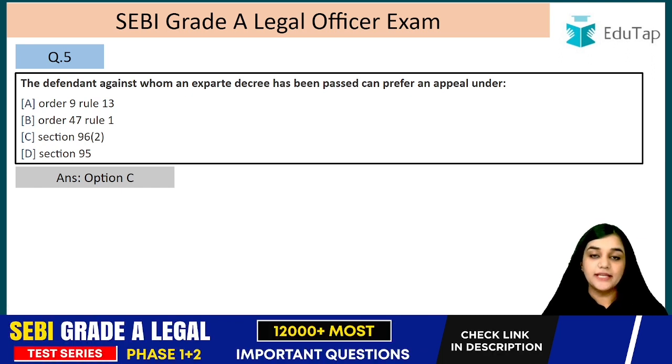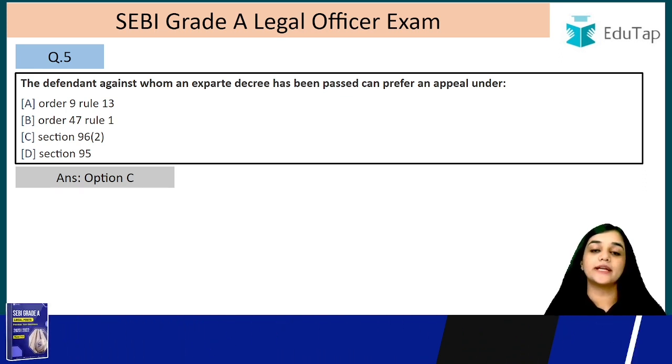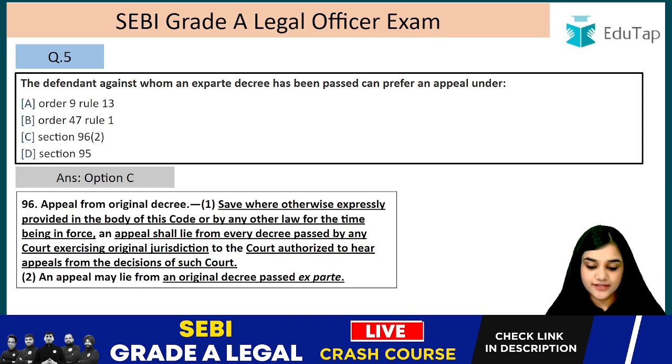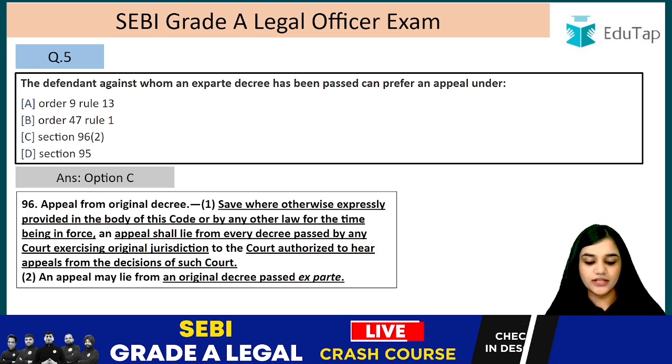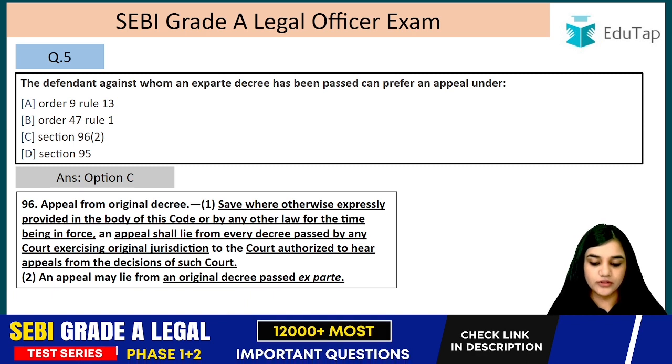Your first appeal is always a matter of right, right? It is always a matter of right, and no one can take it away from you except the statute. So it is a statutory right. Always remember that the first appeal is your statutory right. So let's read this section. 96. Save where otherwise expressly provided in the body of this code or by other law for the time being in force, an appeal shall lie from every decree passed by any court exercising original jurisdiction.